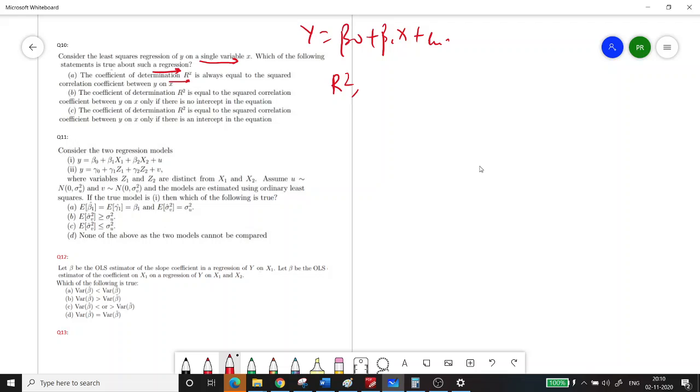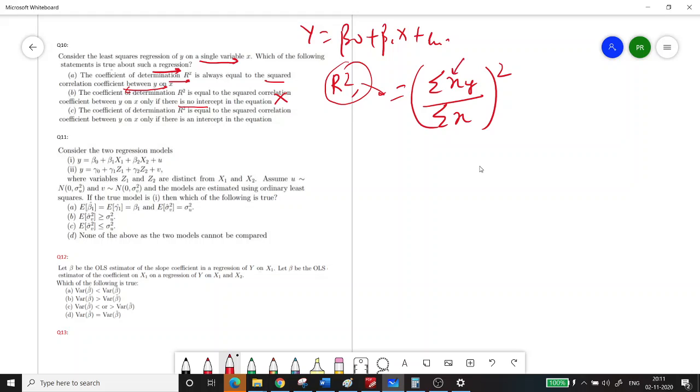In case of multiple regression, your R square tells you the overall fit of the model. So coefficient of determination R square is always equal to the squared correlation coefficient between y and x. Correlation coefficient between y and x is summation xy, I'm not writing the subscript, divided by the product of the square roots of the sums of squares. So this is always equal to this term. Coefficient of determination R square is equal to the square only if there is no intercept. This is not true because this is expressed in deviation form. Coefficient of determination R square is equal to the squared correlation coefficient between y and x only if there is an intercept. So in this case, this is the true answer.